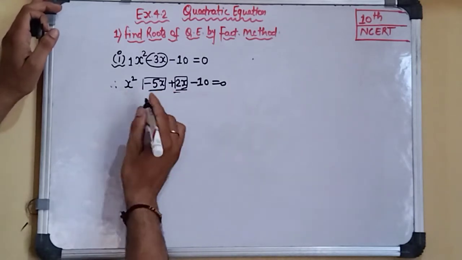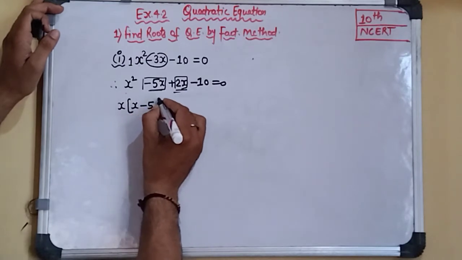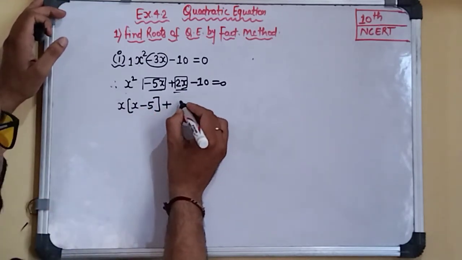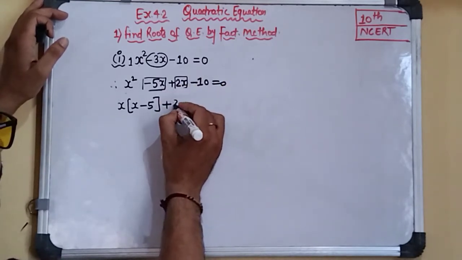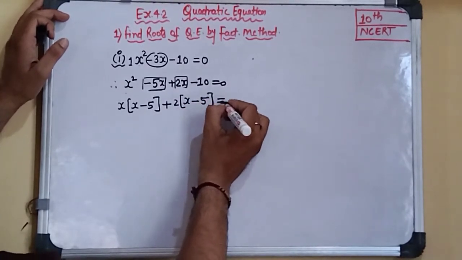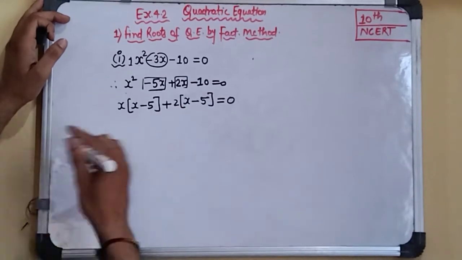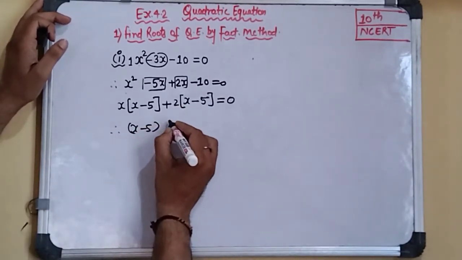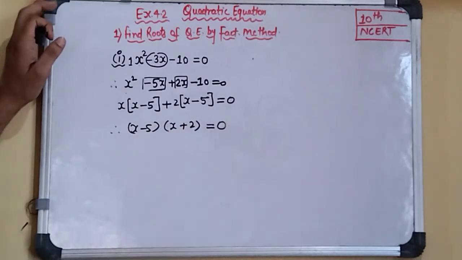In the first pair, we can take x common. Inside the bracket, we get x minus 5. And in the second pair, the whole term is divisible by 2, so we can take 2 common and get x minus 5. x minus 5 will be the common factor, and in the second bracket we get x plus 2.